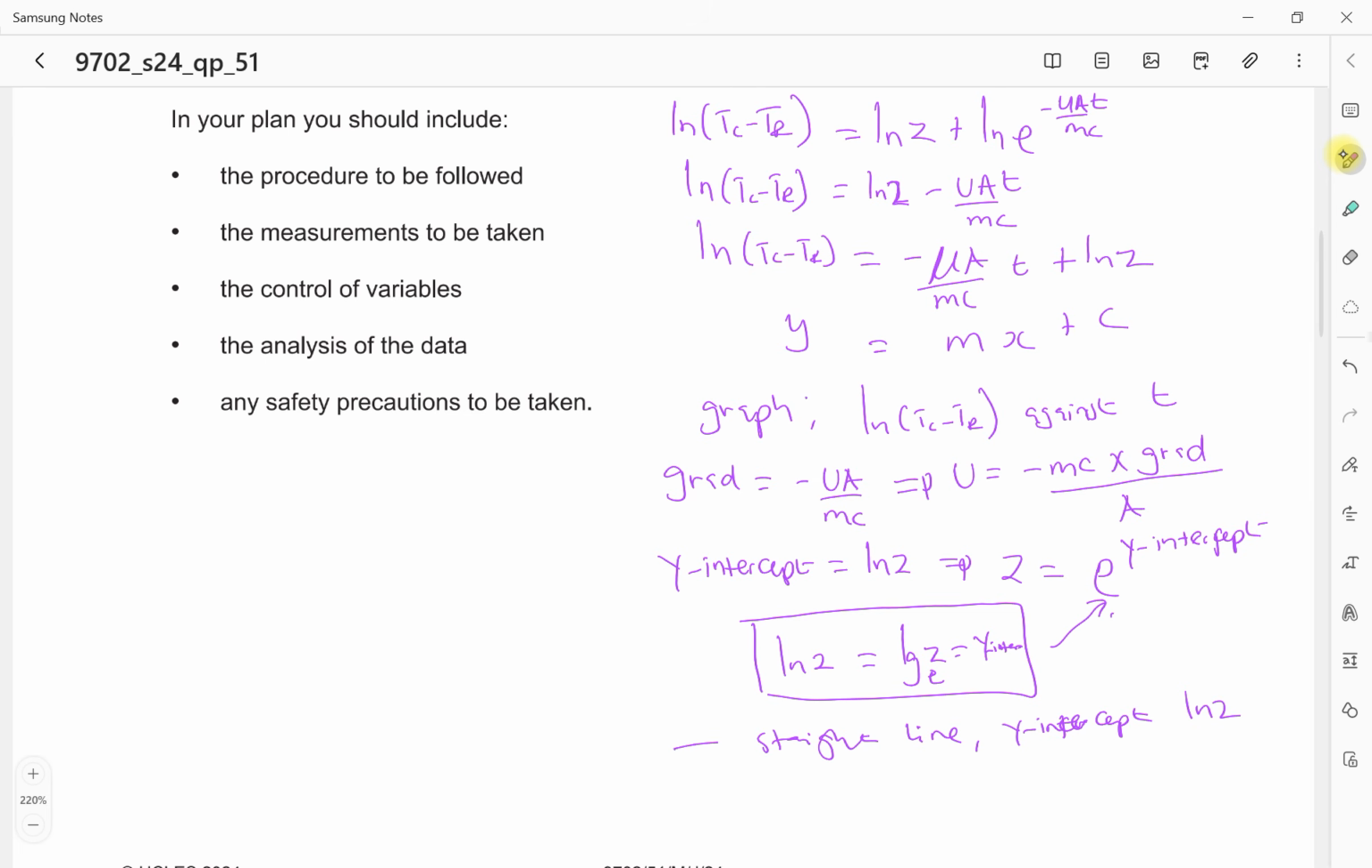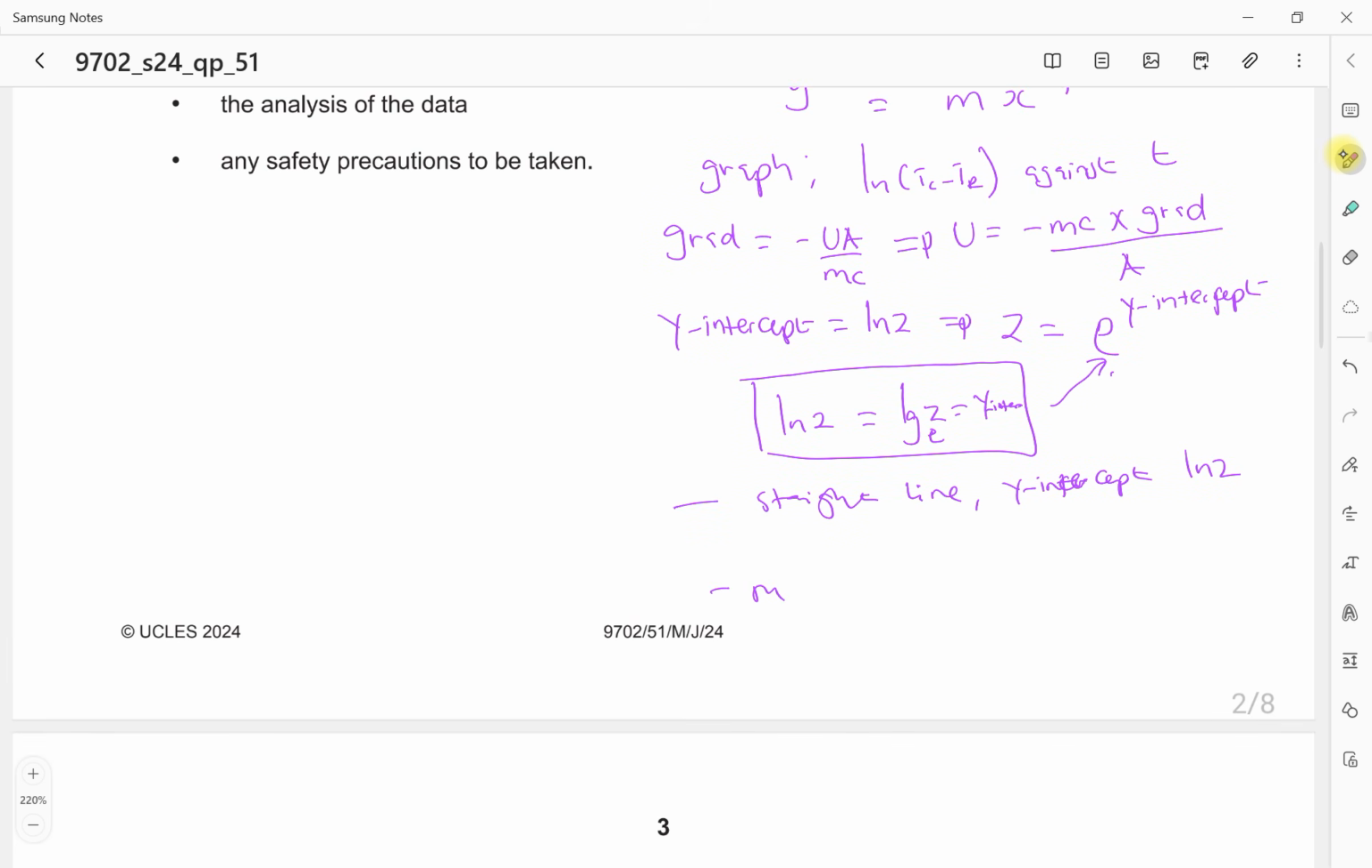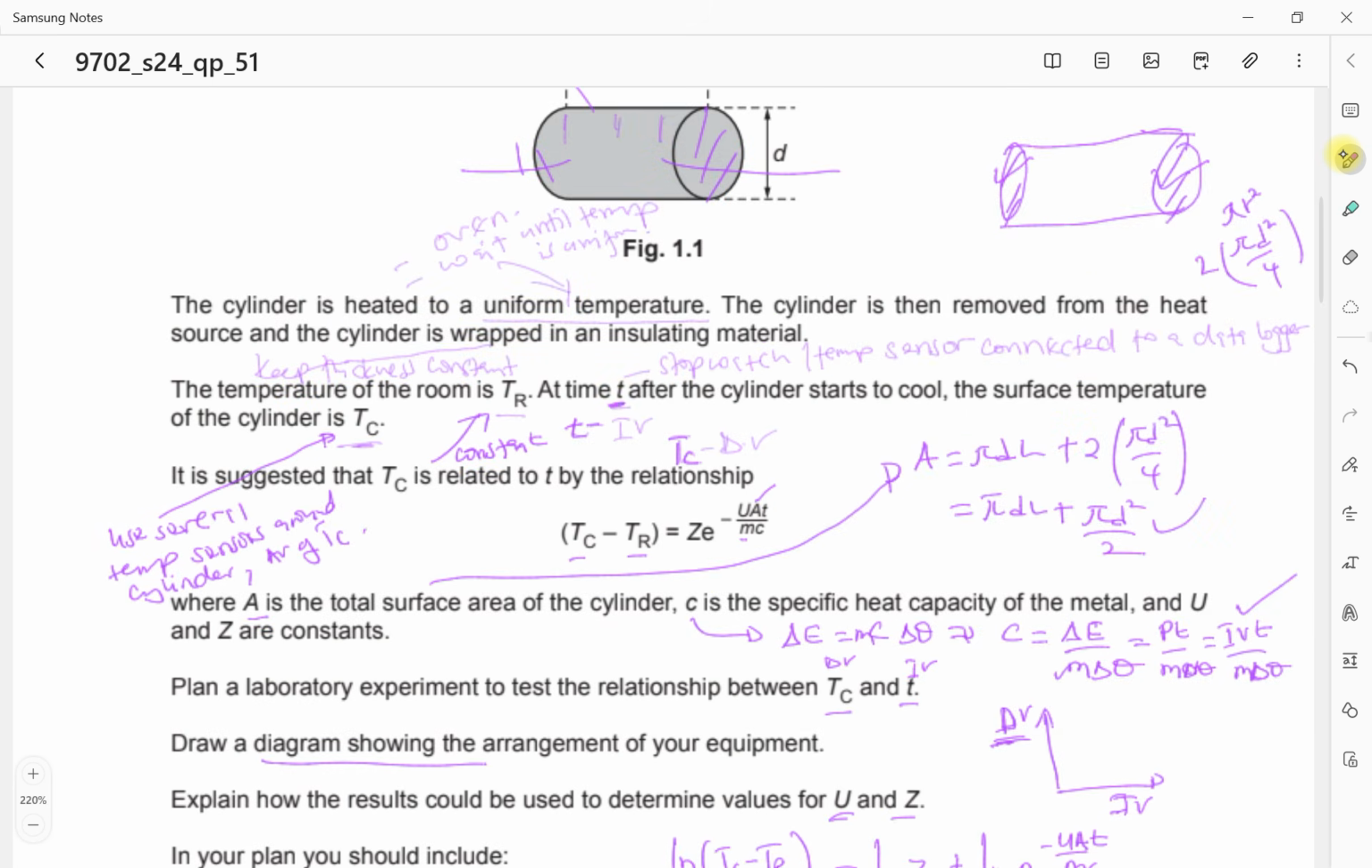Then for safety precautions, I'm handling a very hot cylinder because I'm placing it in the oven to heat it up. Therefore, for safety, I may need rubber gloves, or I may use tongs to prevent burns. So I think this skeleton is enough for me to get most of the marks.